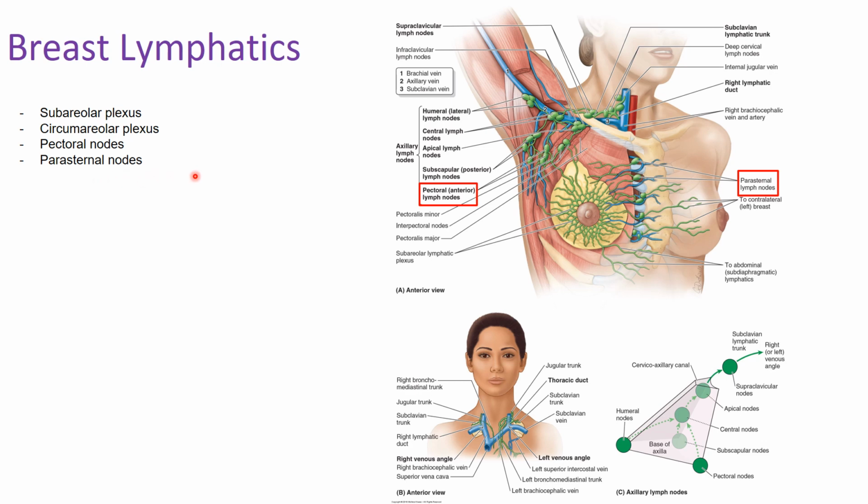So overall, there are two major terminal drainage points. You have the pectoral nodes, which are going to drain the majority of the breast tissue, but primarily the lateral aspects. And then you have the parasternal lymph nodes, which are going to drain the medial aspects of your breast tissue. So that is a brief overview of the lymphatic drainage of the breast.